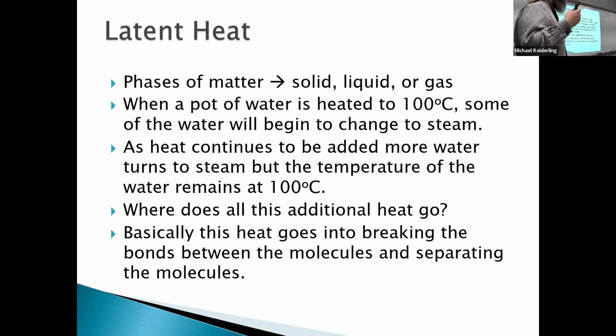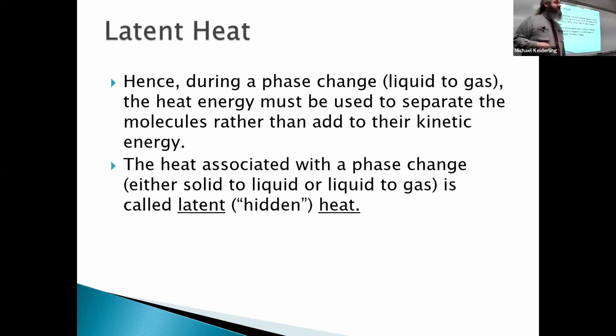So where does this additional heat go? Basically, this heat goes into breaking the bonds between the molecules and separating the molecules into the different phases, and the transitions depend on temperature and pressure, which you can see via a phase diagram. So during a phase change, for example, from liquid to gas, which we're not at yet, getting there.